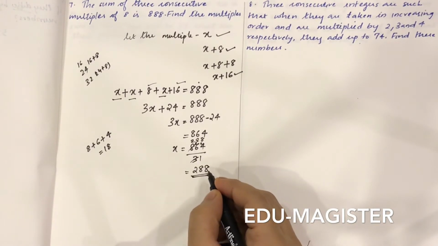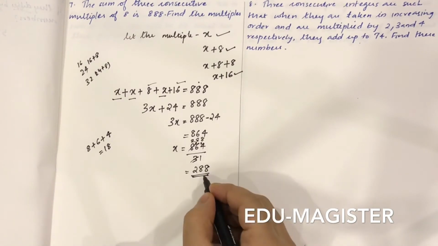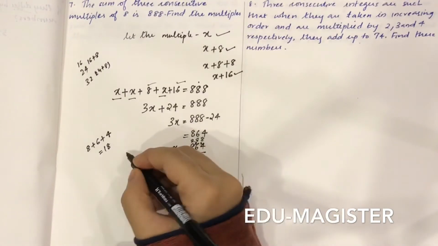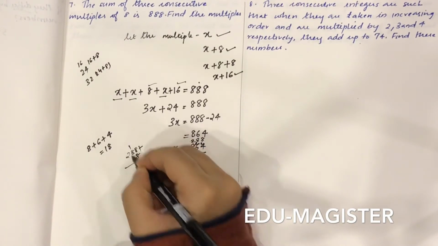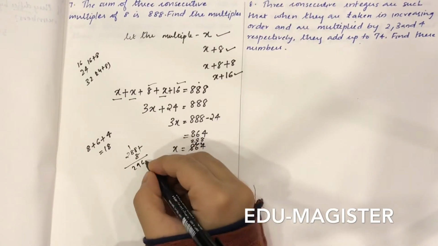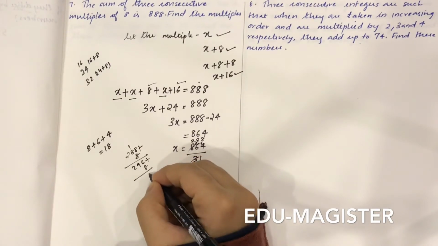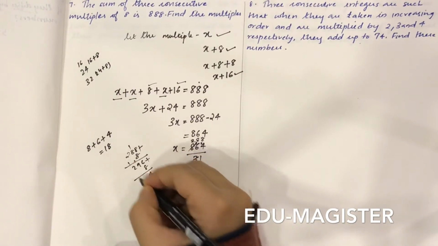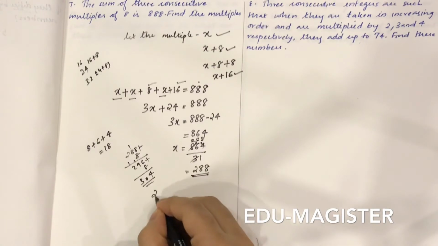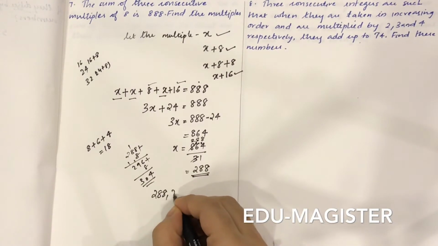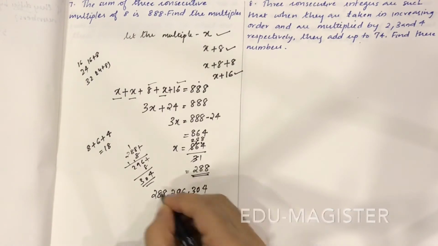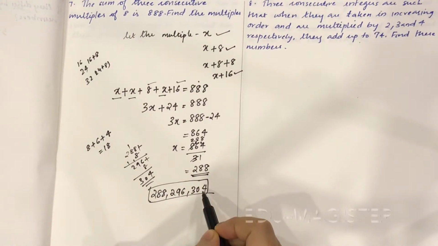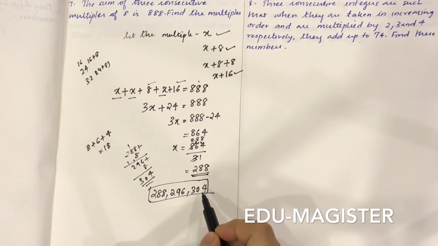You have to find the other multiples as well. So x is 288. What is x plus 8? 288 plus 8. 8 plus 8 is 16. 296. What is the third multiple? 304. So 288, 296 and 304 are the 3 consecutive multiples of 8 that will add up to 888.